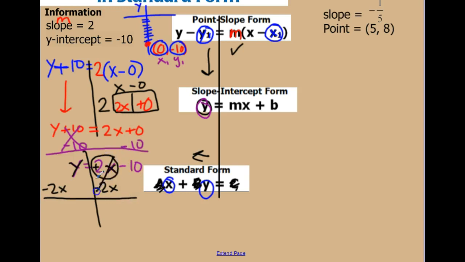2 minus 2 is nothing, 0, so that side's gone. So write your x's first, just like the equation says. We have negative 2x. This is a positive y, so I'm going to write plus y equals a negative 10. If you want to put a 1 there by the y, you can, but you don't need to. This is now written in standard form.